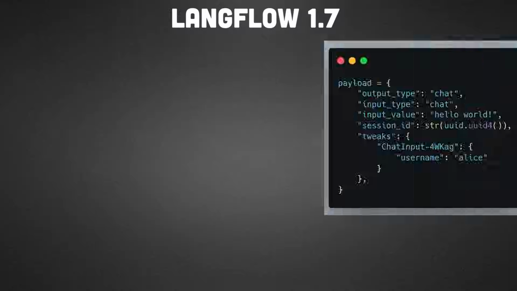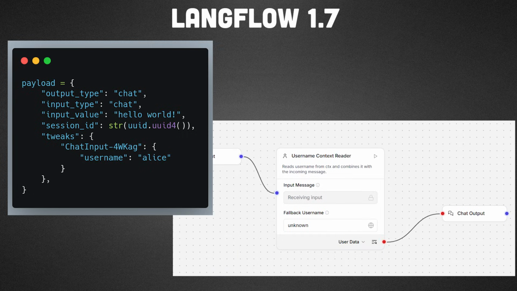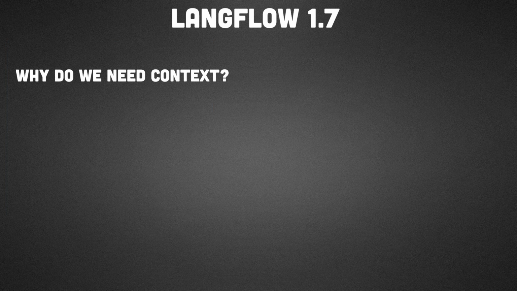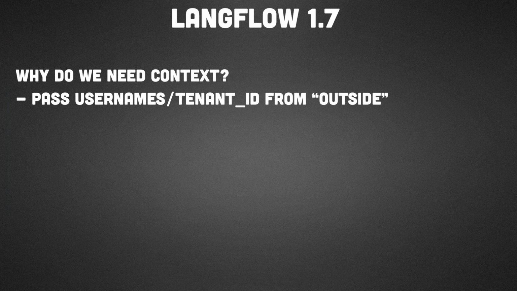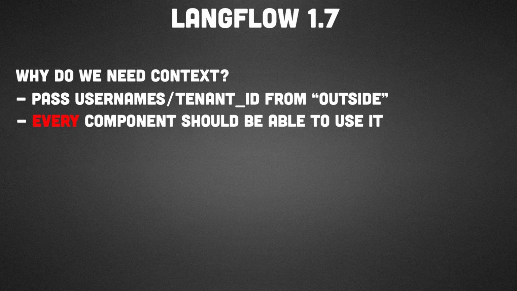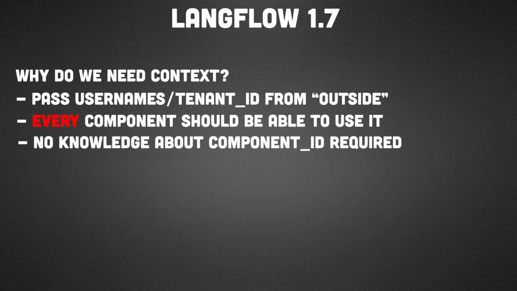Before this, if you wanted to pass data to components, you had to use tweaks with specific component IDs, which change between versions. Not a great design. So imagine you are building a multi-tenant application. You need to pass a username, tenant ID or user preferences to your flow, and every component should be able to access it. With tweaks, you would have to know the exact component ID. That's annoying, fragile and breaks on updates.